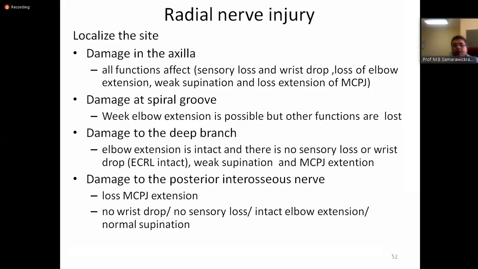Weak supination and metacarpophalangeal joint extensions are lost. Right. Then damage to the posterior interosseous nerve results only in loss of metacarpophalangeal joint extension. No wrist drop, no sensory loss, intact elbow extension, and normal supination will be there. So you should be able to state the different deformities and dysfunction when the radial nerve is damaged at different levels, and you should know the anatomical basis for these different clinical symptoms and signs.